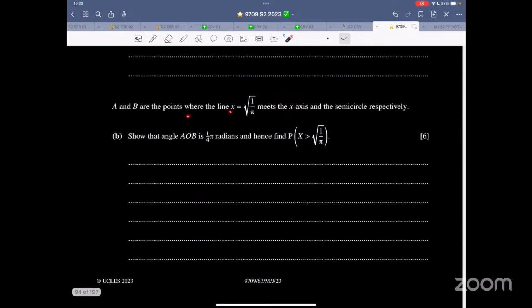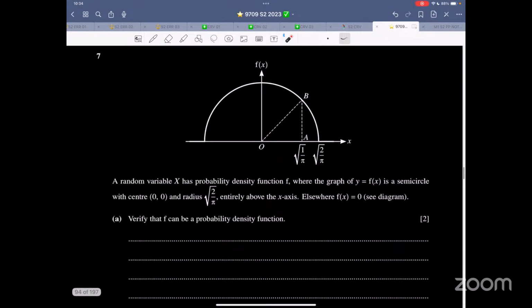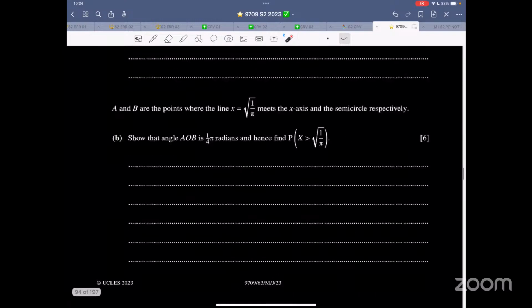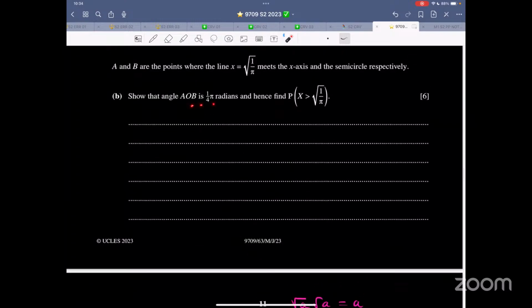A and B are points where x is equal to such and such, meets the x-axis and semicircle respectively. X is 1 over root pi. So this is 1 over root pi like this. If I plug in the semicircle equation, I should be able to find the coordinates of B. Show that angle AOB is 1/4 pi radians and hence find this thing.